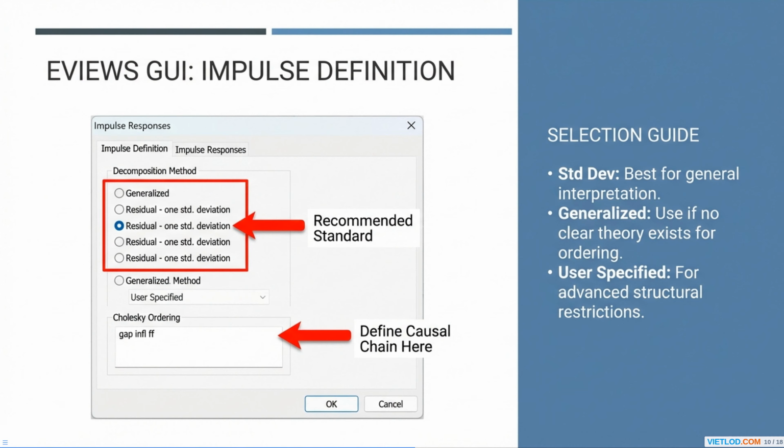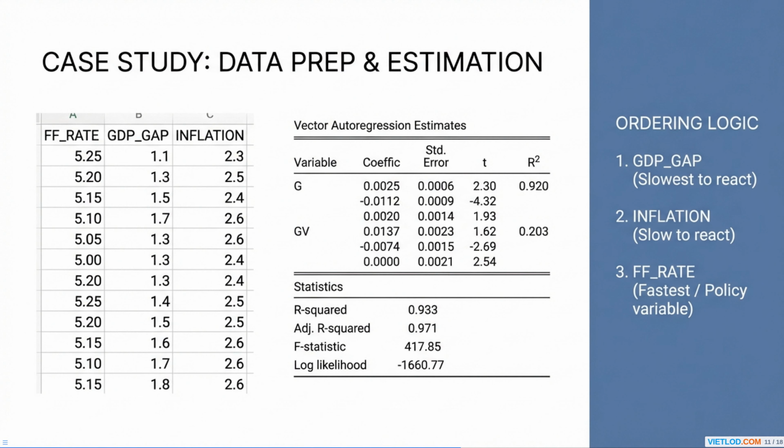Alternatively, if you lack a strong theoretical basis for ordering, you can choose generalized impulses, which are invariant to ordering but might be harder to interpret structurally. For advanced users with specific structural restrictions, user-specified methods are available. Crucially, if you opt for a Cholesky decomposition, you must explicitly define the causal chain of your variables in the Cholesky ordering box, remembering that the order of variables matters for interpretation.